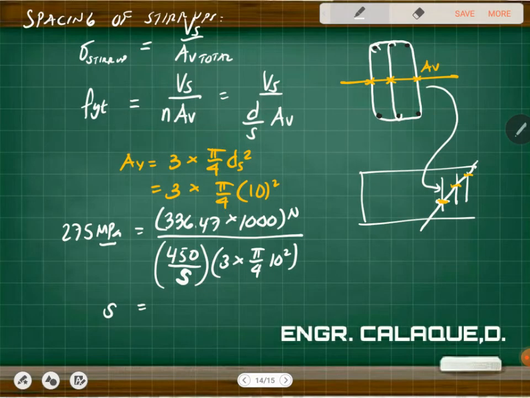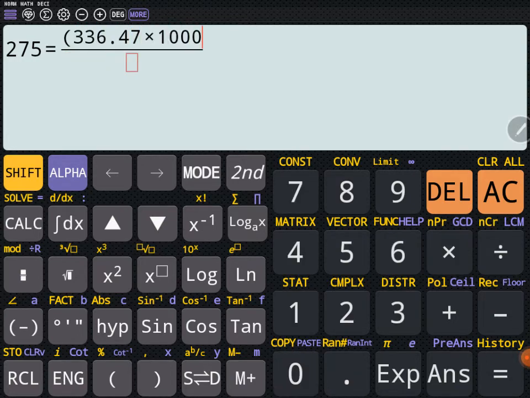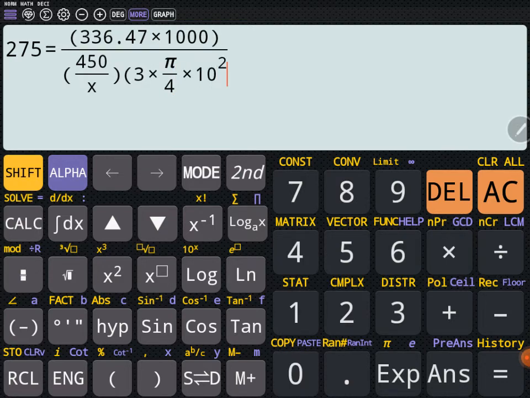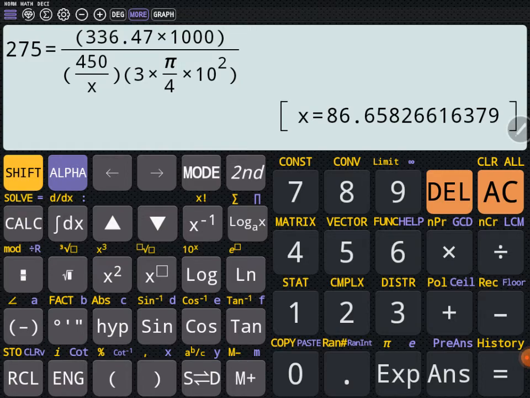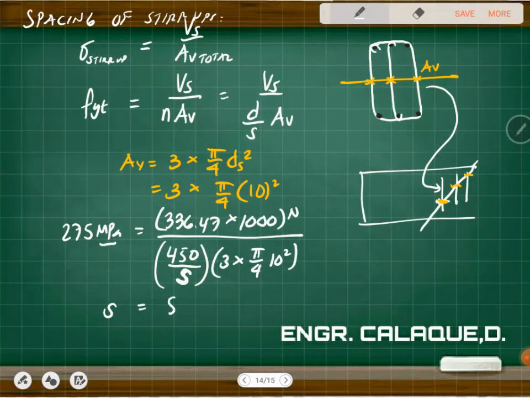So we have 275 equal nung 336.47 times 1,000 all over yung 450 divided by yung spacing, which is yung x, and then meron tayong tatlong 3-legged, no? So 3 pi over 4 times yung 10 squared. Should solve. So we have the spacing of 86.66. Okay? So 86.66.